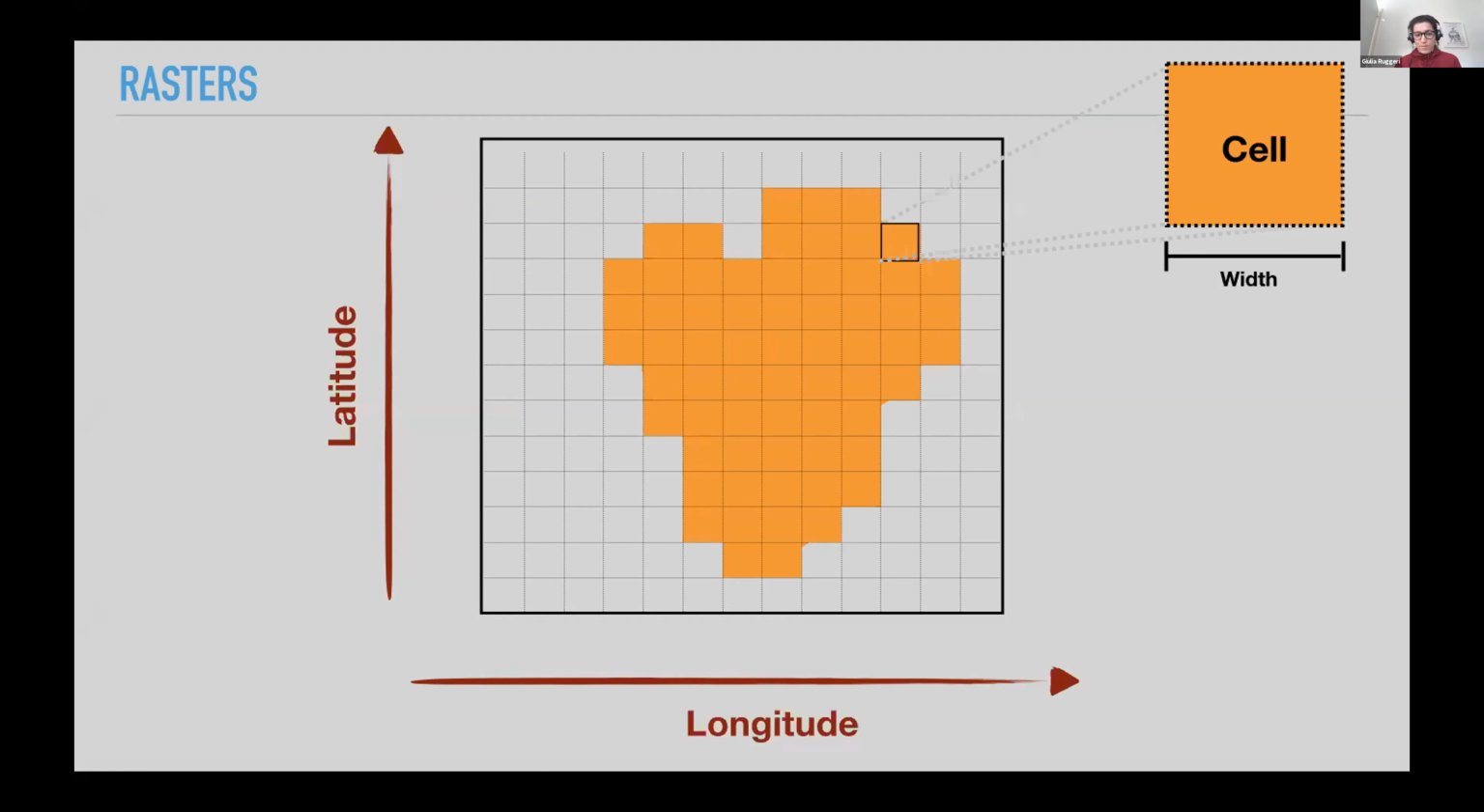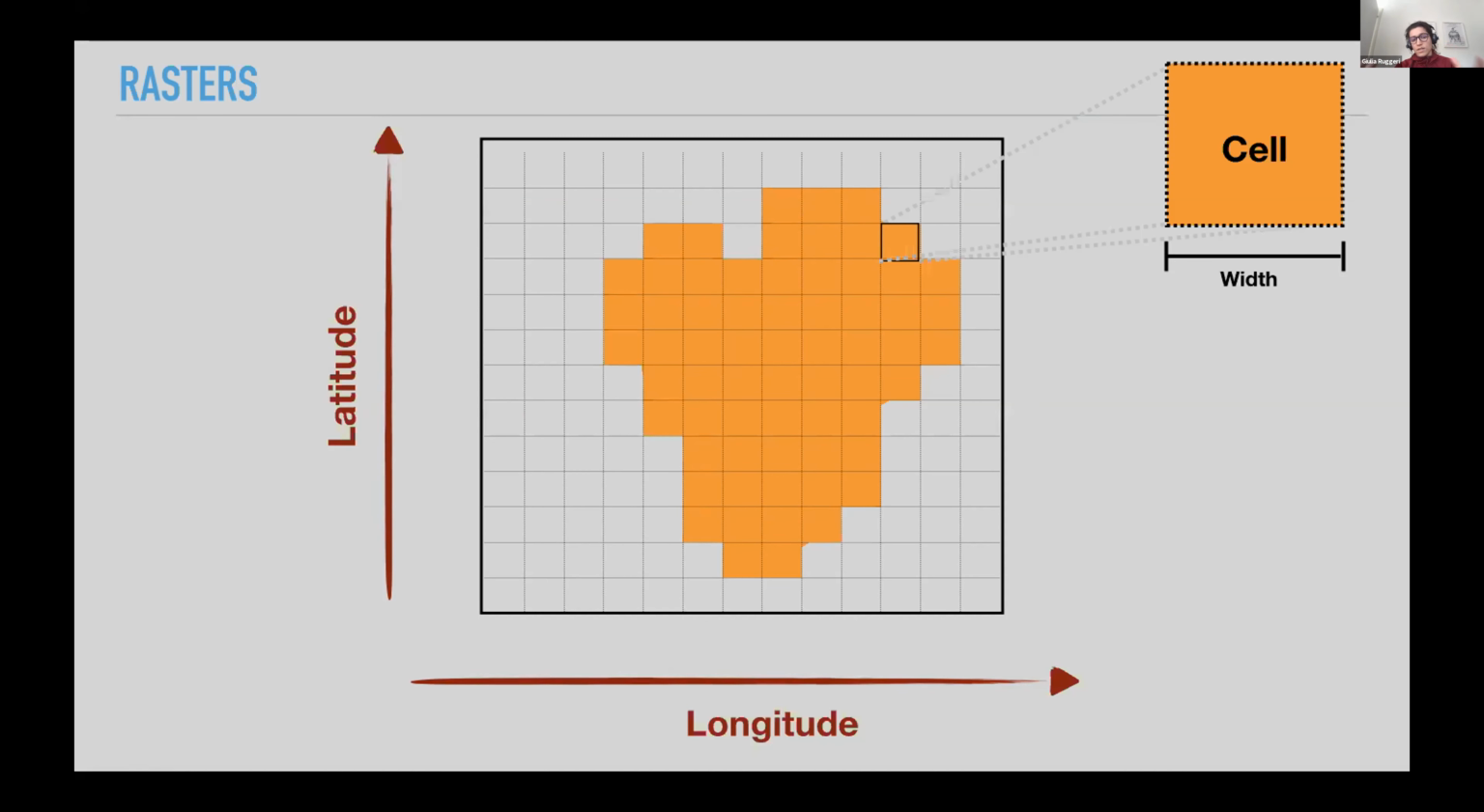Basically these rasters are made of equally spaced cells, and we just need to know where the origin of this raster is, and then we'll know where to put it in space, because we just need to know how many columns, how many rows, and by knowing that each cell is equally spaced, we know where to put it in space.